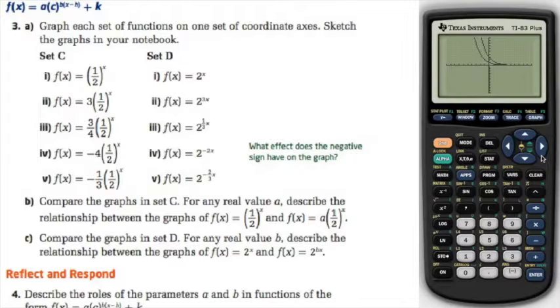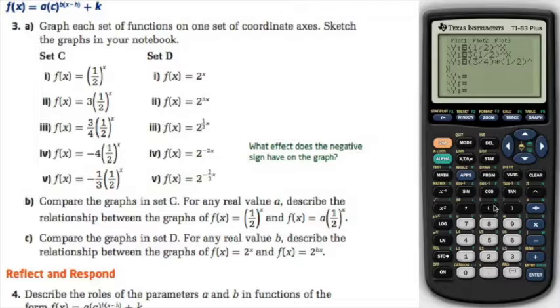Now, it's difficult to tell from the screenshot we have on the calculator, but that graph has actually been stretched. It's been stretched vertically by a factor of 3. Might be easier to see once we get the next one on. We have 3/4 times 1/2 to the power of x.